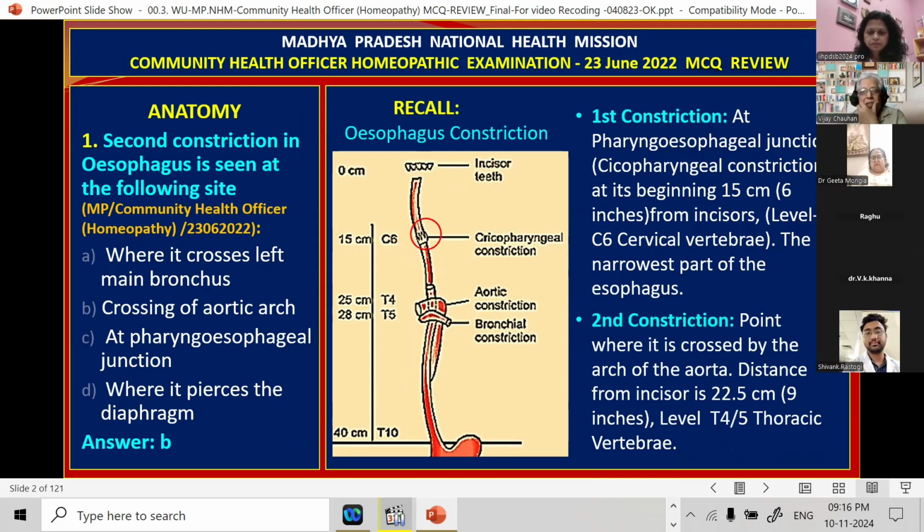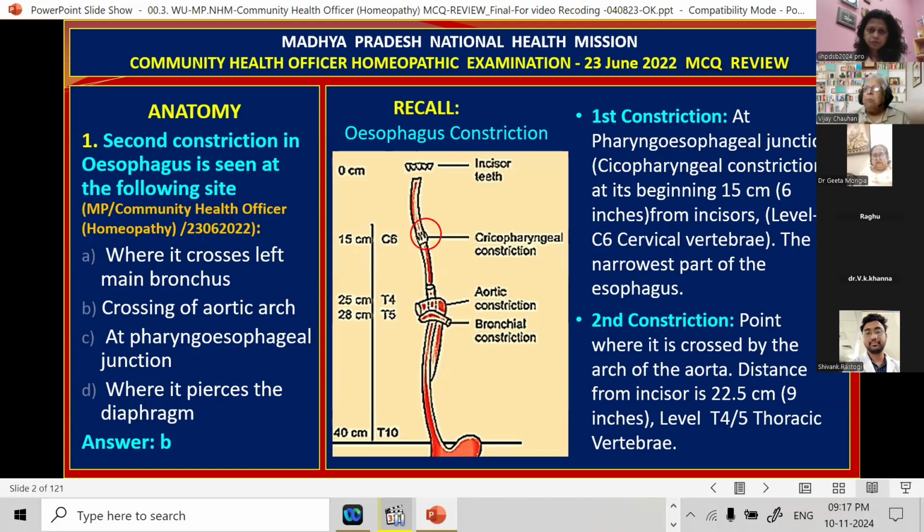The second constrictor is the point where it crosses the arch of aorta. This distance is approximately 22.5 centimeters or 9 inches, at the level of T4 and T5 thoracic vertebra. This is the level where the superior mediastinum is separated from the inferior mediastinum. This is also the point where the trachea bifurcates into the right primary bronchus and left primary bronchus. So that is a very important anatomical landmark.